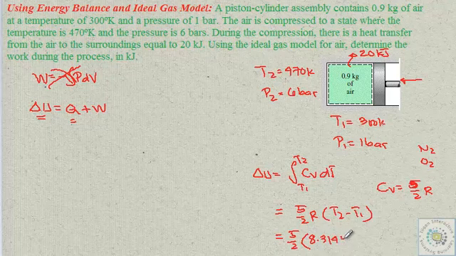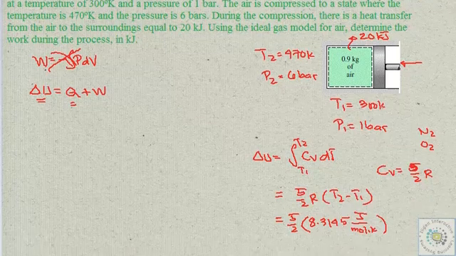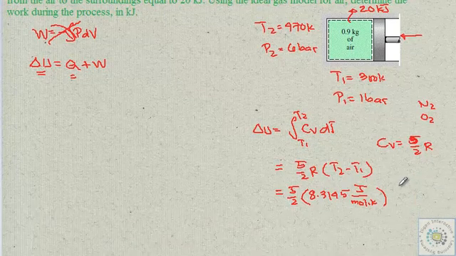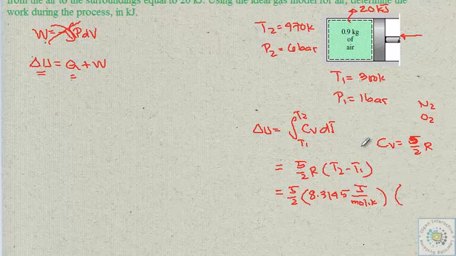8.3145 joule per mole Kelvin. I am using this value. So 8.3145 joule per mole Kelvin times delta T, which is T2 minus T1, that's 470 minus 300. That's equal to what? 470 minus 300 is equal to 170 Kelvin, okay?